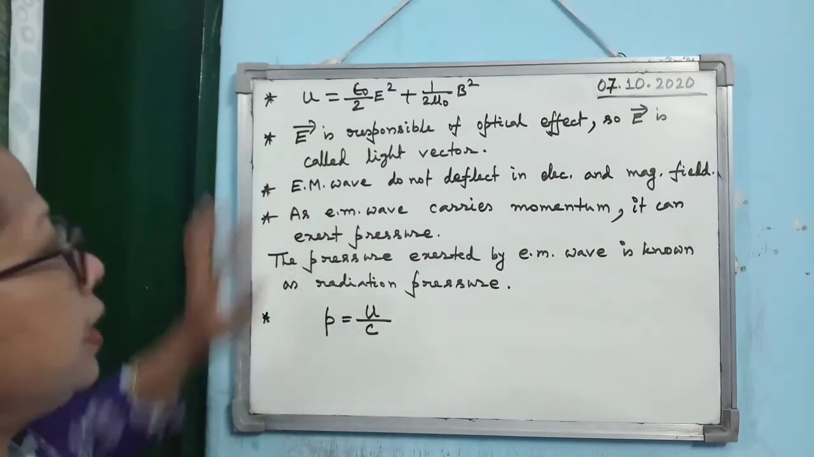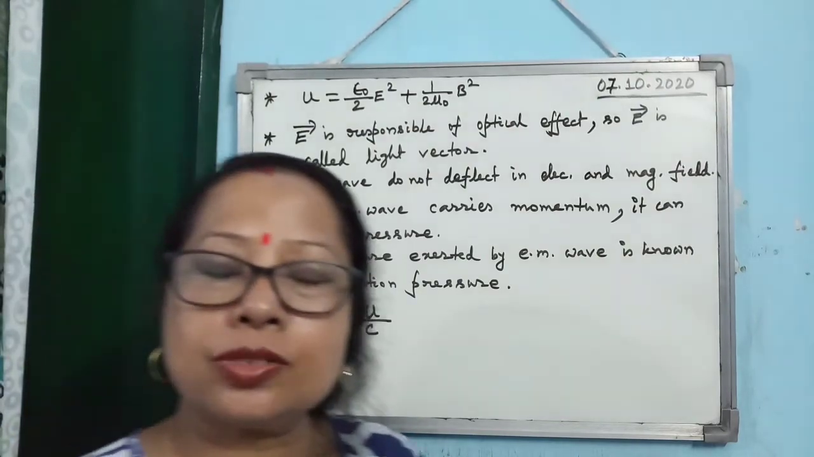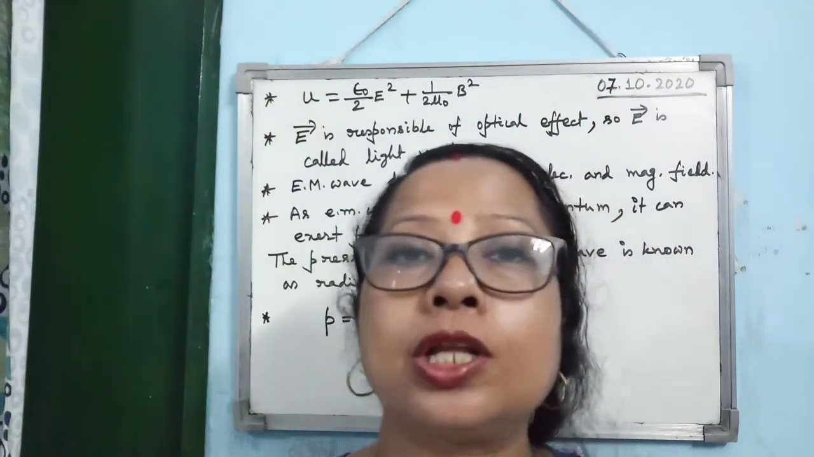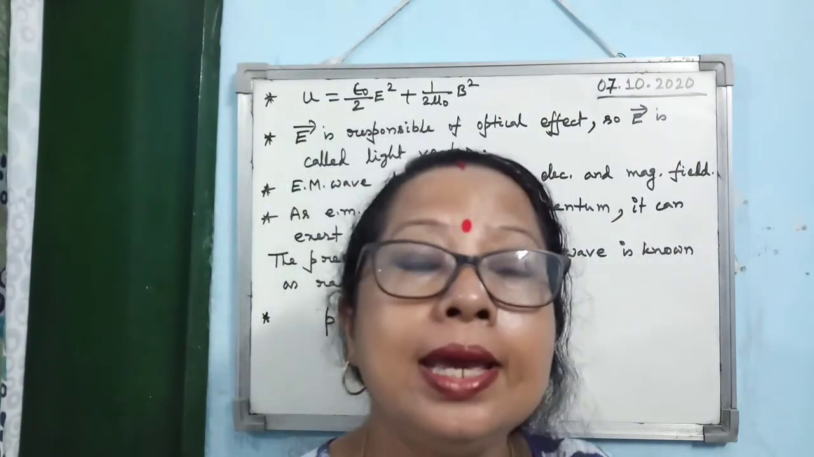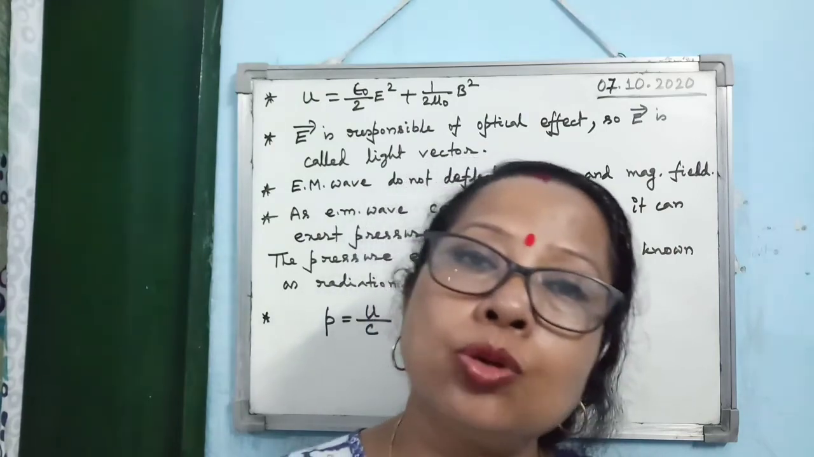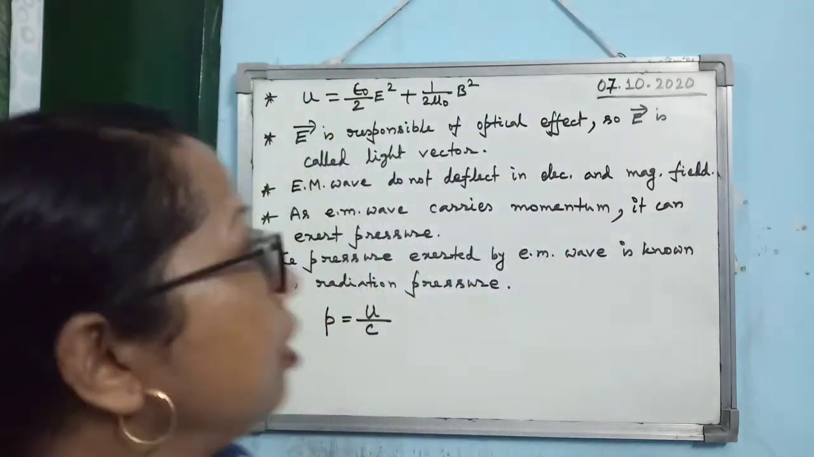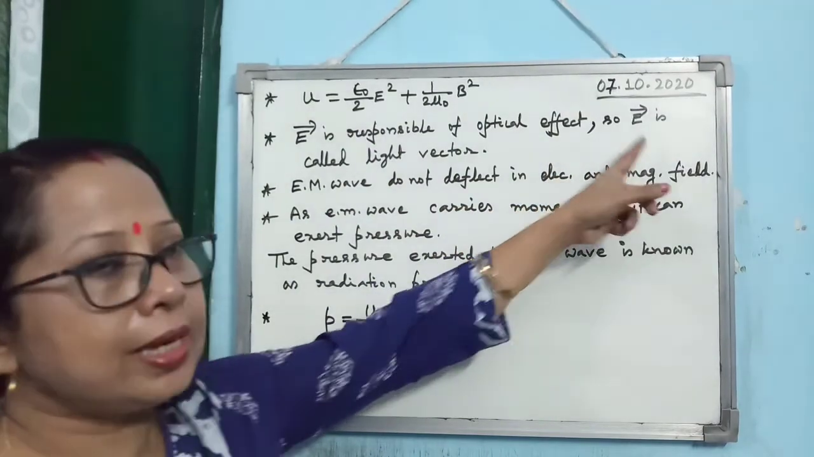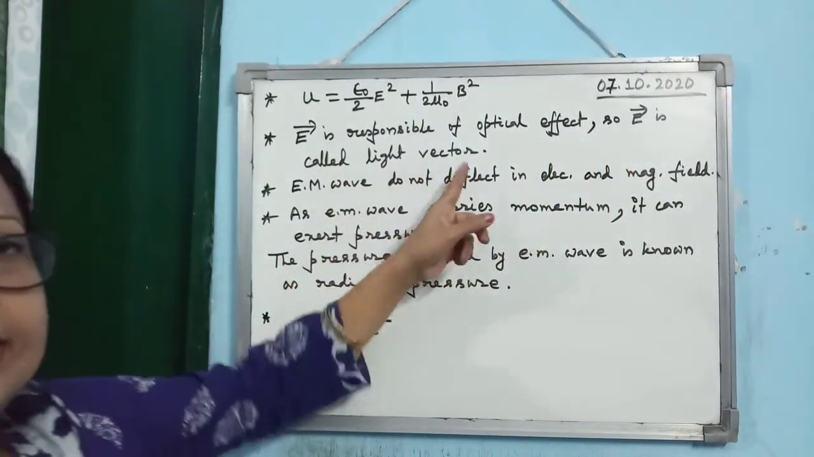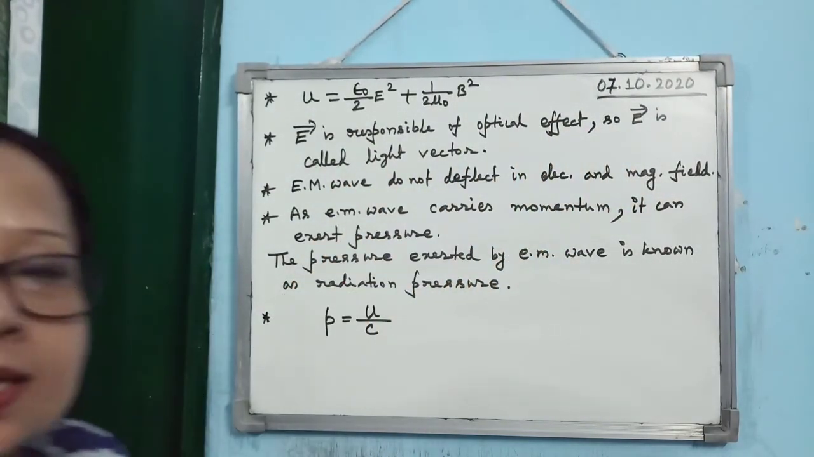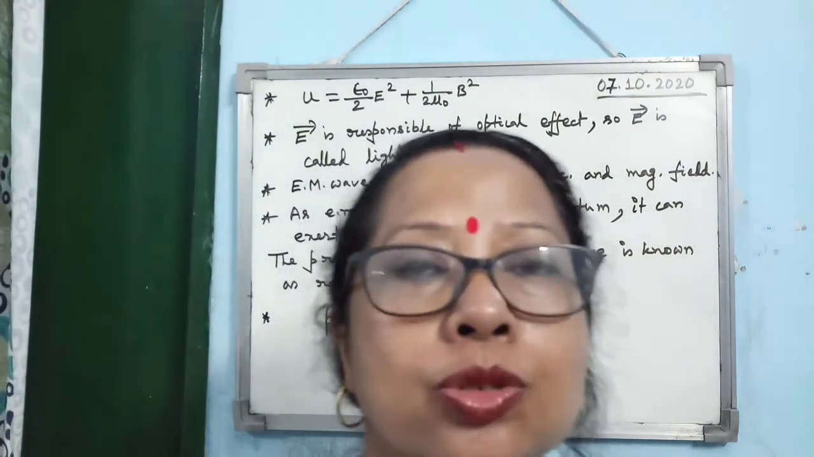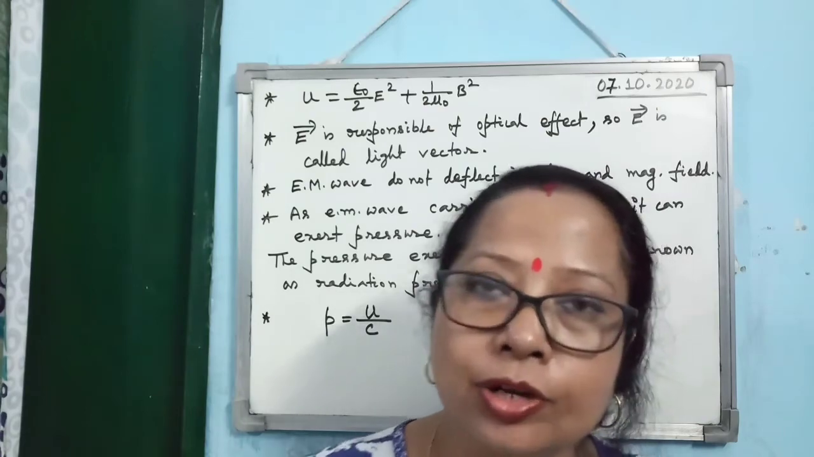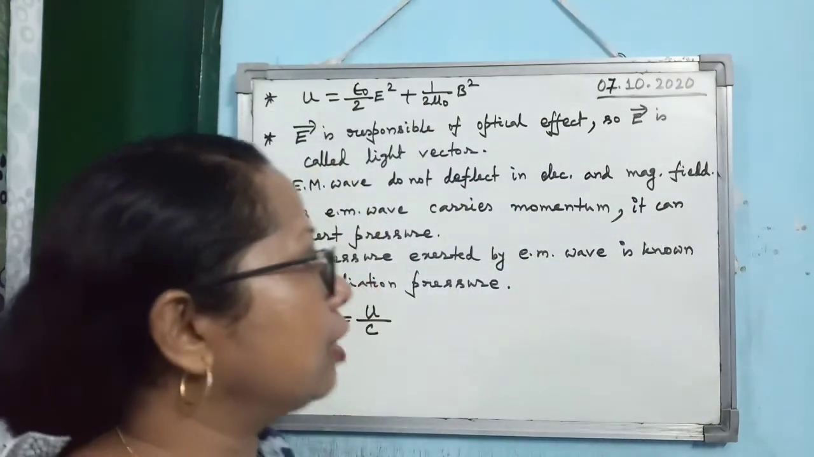Now the next point is very important, concept wise very important. Electric field vector is responsible for the optical effect. That's why the electric field vector is known as light vector. Alright, E is responsible for optical effect, so E is known as light vector. And as you know that electromagnetic wave has no charge in it, that's why it does not deflect in electric field and in magnetic field.